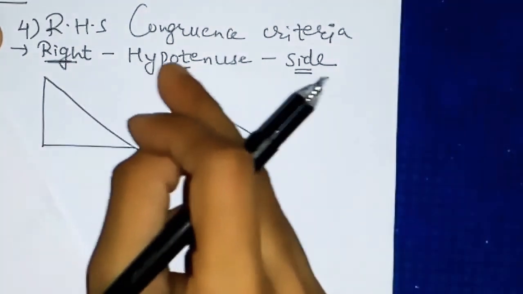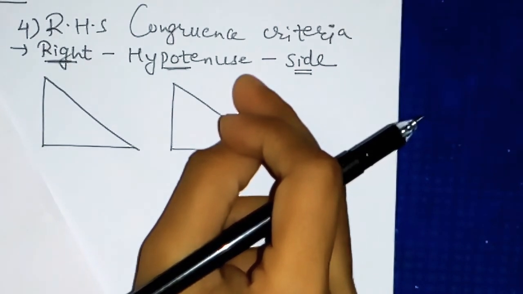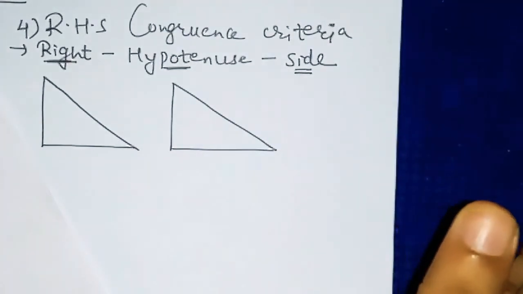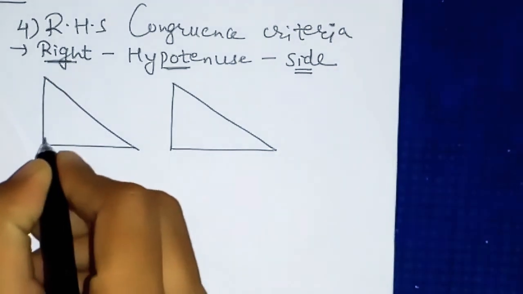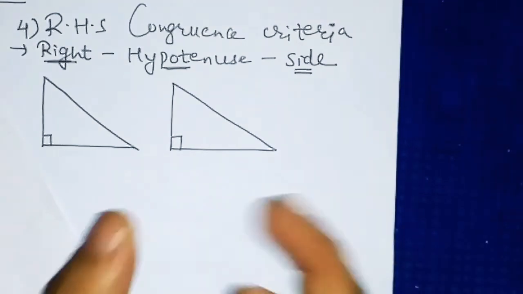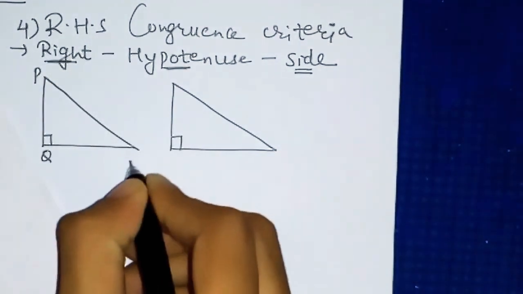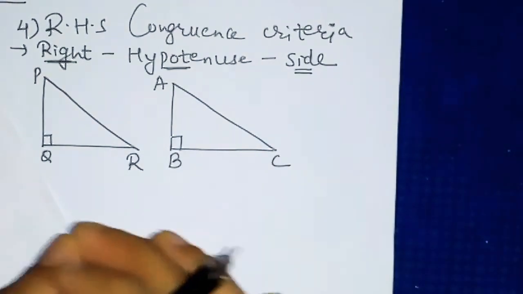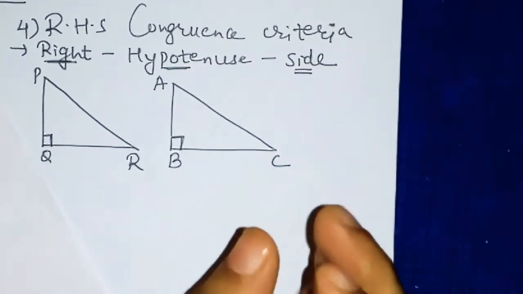So the right angle, hypotenuse and one side of one triangle should be equal to the right angle, hypotenuse and side of another triangle, then the two triangles are said to be congruent. Suppose this is the figure, these both triangles are right angled triangles. If you see, this is 90 degree. Now let us give the names. For example, I am giving PQR and ABC. This is right angled at Q and here right angled at B. So a right angle is there.